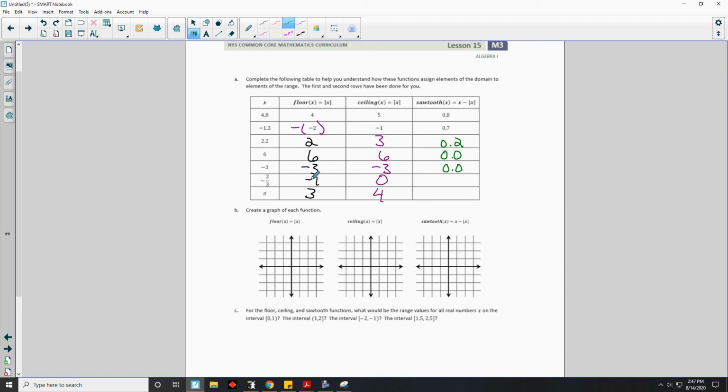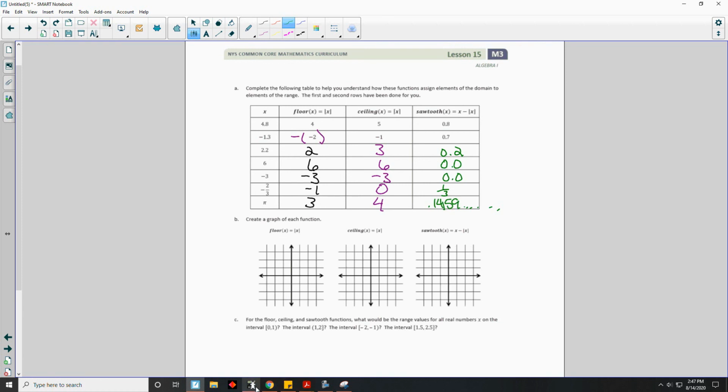-2/3 minus a -1 is -2/3 plus 1, or 1 minus 2/3, and that is 1/3. And then pi is 3.14159, blah, blah, blah. Minus 3 is 0.14159. I'm not going any further. 3.14159. Forgot my 1.